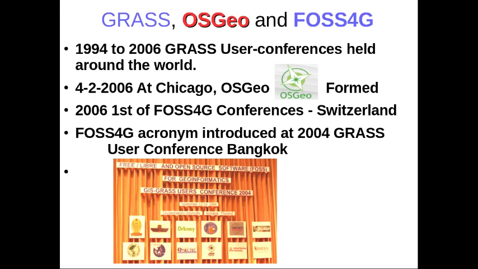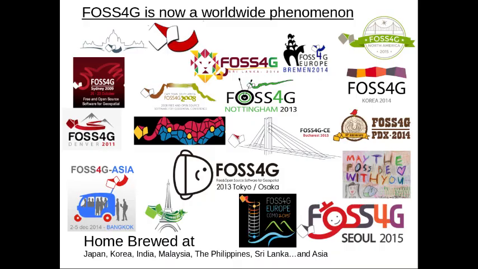And OSGEO India is the Indian counterpart. It so happens that I'm one of the office bearers. You can see the wiki of OSGEO. The FOSSGIS acronym was introduced in 2004 at a user conference of GRASS in Bangkok. FOSSGIS is now a worldwide phenomenon. Every year it is held at various places. This slide shows only up to Seoul 2015. Later on it was held at various other places.